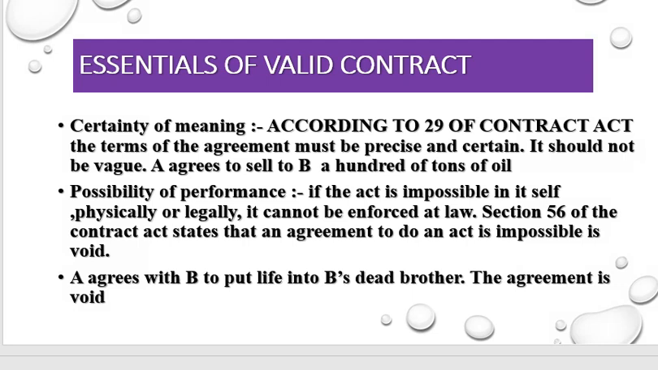And there should be possibility of performance. If the act is impossible in itself, physically or legally, it cannot be enforced by law. Section 56 of the Contract Act states that an agreement to do an act which is impossible is void, that is, not a contract. A agrees with B to put life into B's dead brother, so this agreement is void.